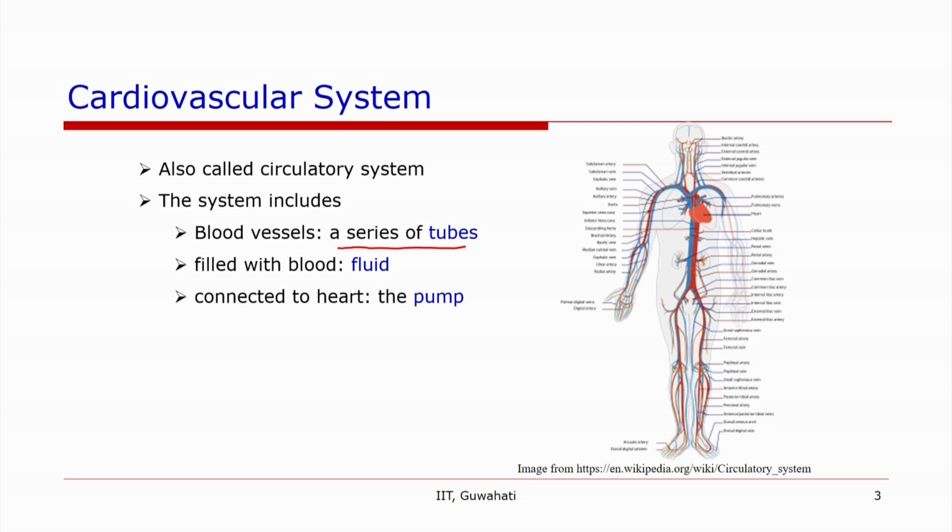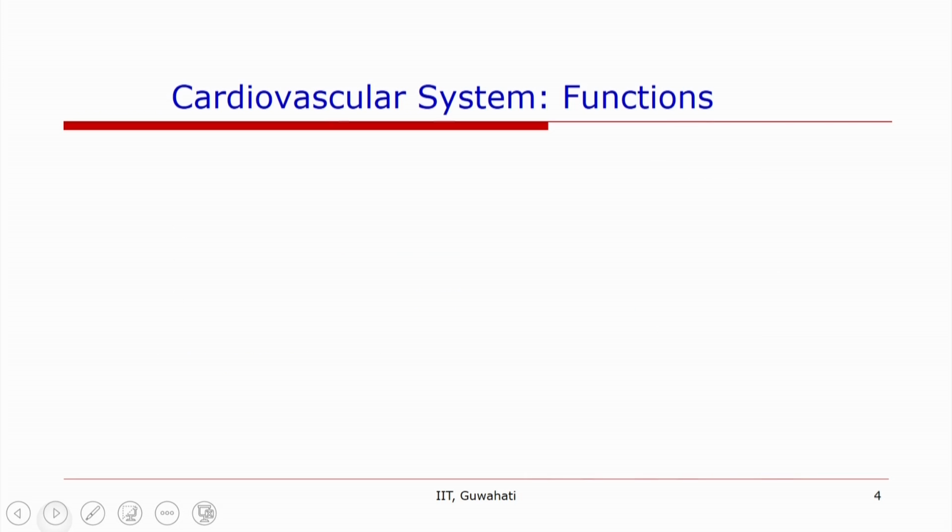And what it transports is blood, which is again a very complex fluid because it behaves differently under different shearing conditions, at different flow rates, in different pipe diameters. And this fluid is pumped by the heart. Okay, so let us look at this in further detail. In biology or medical terminology, the study of blood flow is also known as hemodynamics.